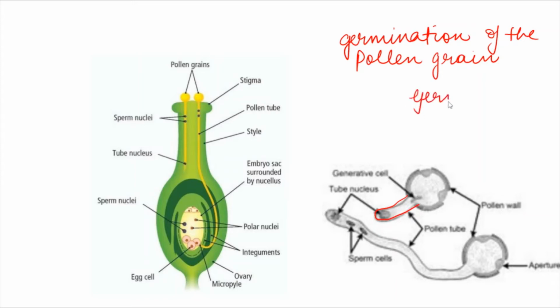Where from? Very important question. Through the germ pore, that is the gap in the membrane. I have shown you just some time before. So a pollen tube formation takes place.